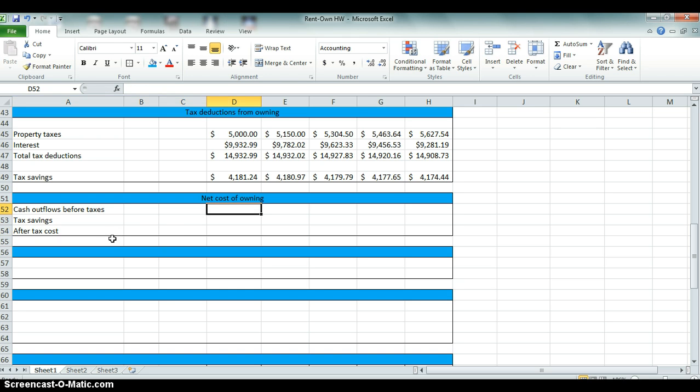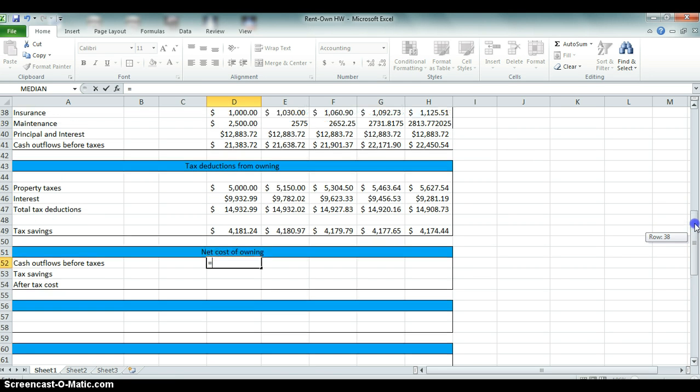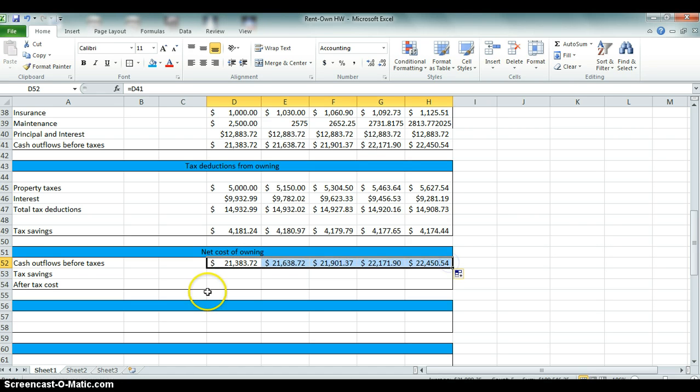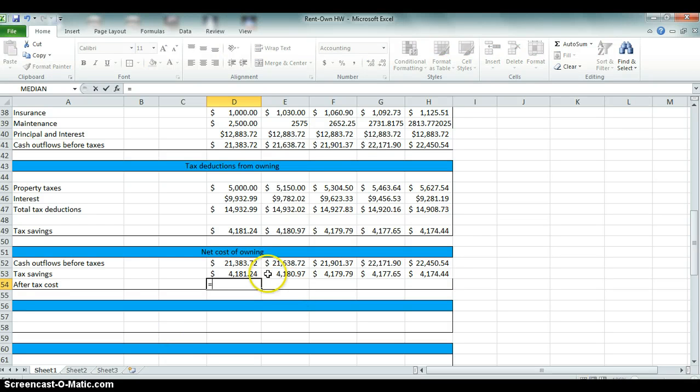So cash outflows before taxes equal, we have it already calculated right here, so we're only going to drag it down to make things very easy. For tax savings, we also just calculated it in the chart before, drag it down. And finally, for after tax cost equals our cash outflows before taxes minus our tax savings. So we're going to repeat the same formula, drag it down, and then now we have the after-tax cost. For example, in year 1 will be 17,202 with 48 cents.